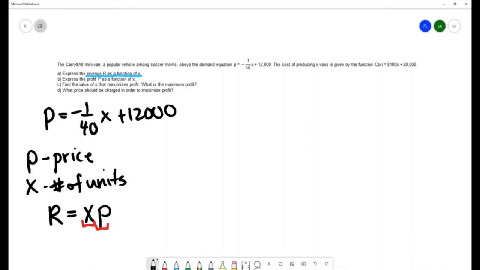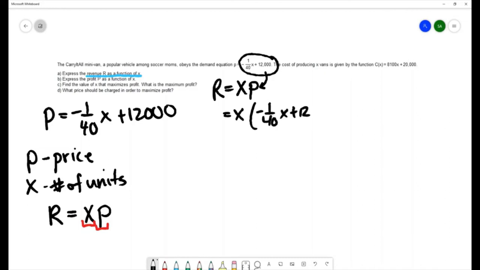So to calculate revenue, that's x times P, and we have a formula for P, so we're going to substitute that in to get x times negative 1/40th x plus 12,000. We'll use the distributive property, and that's negative 1/40th x squared plus 12,000x. So this is the answer to part A, the revenue function.